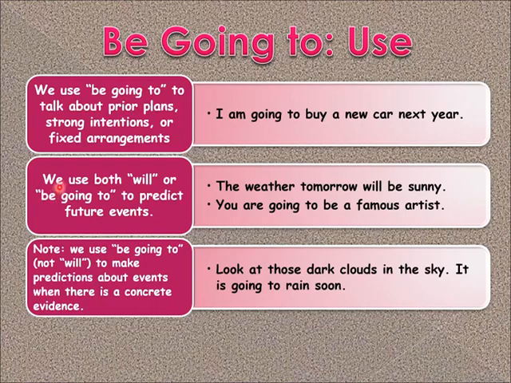Let's check another use. We use both will or be going to to predict future events. Let's take a look at the example. The weather tomorrow will be sunny. That's a prediction. You are going to be a famous artist. Now let's note one thing. We use going to, not will, to make predictions about events when there is concrete evidence. For example, look at those dark clouds in the sky. It is going to rain soon.